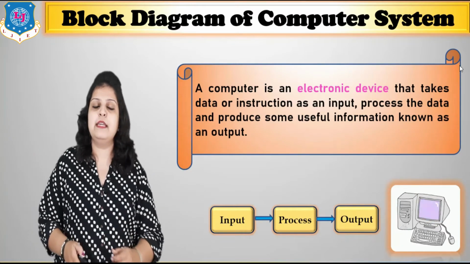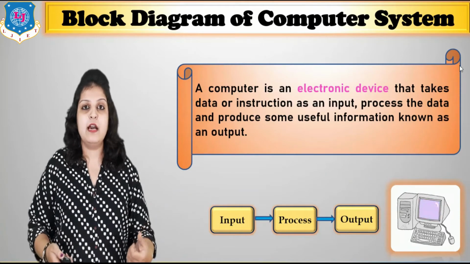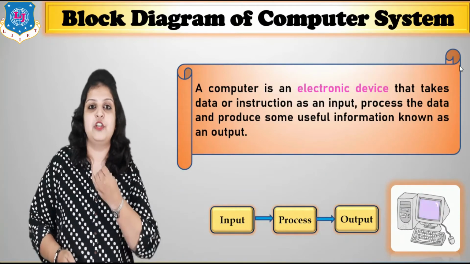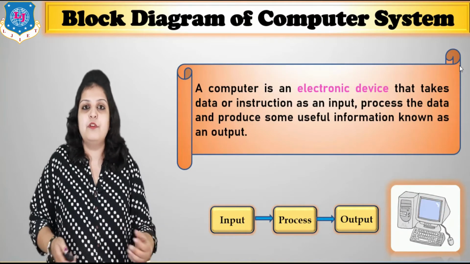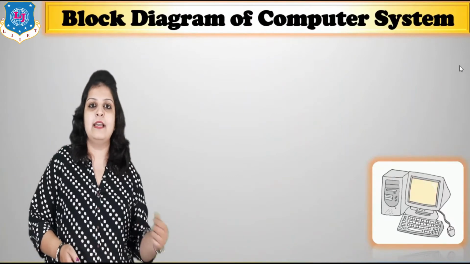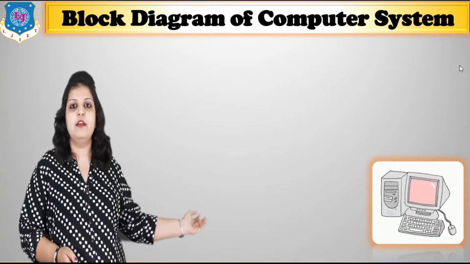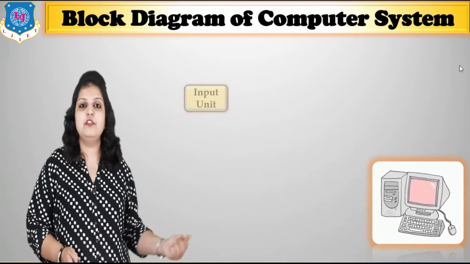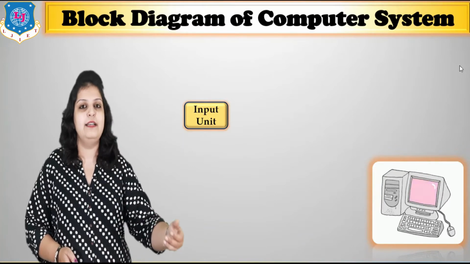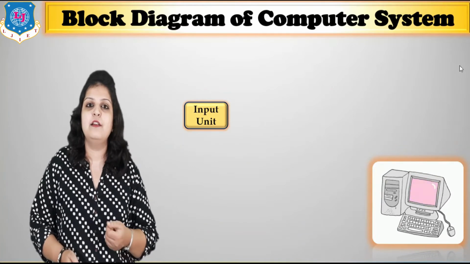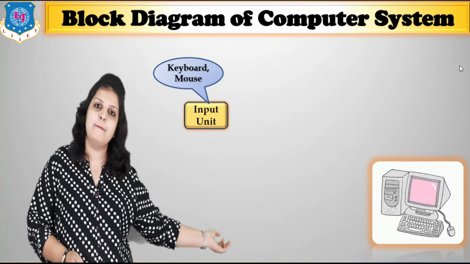Now, computer is a combination of hardware and software, and hardware are mainly divided into four major components, and we have to draw the diagrams of these major components of hardware. Let us see the diagram. First of all, we can enter the input from keyboard and mouse. So first unit is called as a input unit. Input unit is used to enter data. And what are the example of input unit? As I said earlier, keyboard and mouse.